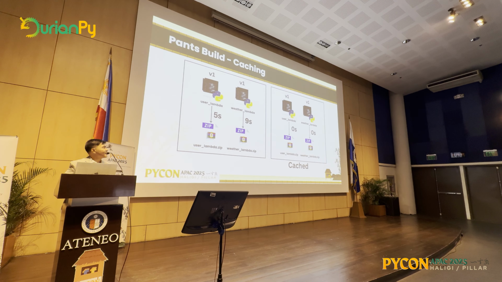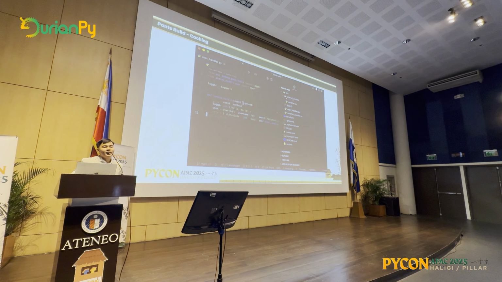So that's what we've seen here. For Lambda function 1, let's say we did 5 seconds or 9 seconds. But for the second build with the same version, we did 0 seconds because all of it is cached for us. So let's try to make some changes. Let's say in our user handler file, instead of saying hello world, we say hello PyCon APAC 2025. All right.